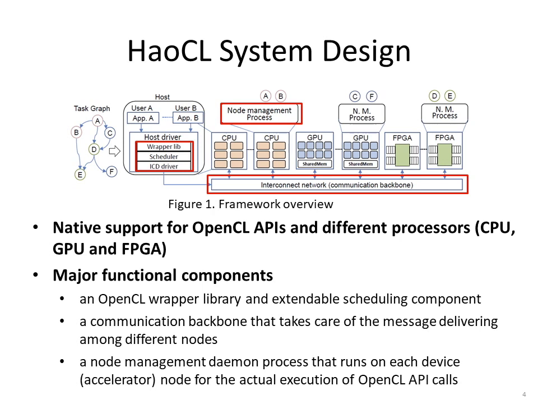Aiming to solve the issues above, we propose HaoCL, which adopts OpenCL and is designed with three major functional components. First of all, it contains an OpenCL wrapper library with an extendable scheduling component. Secondly, a communication backbone that takes care of the message delivering among the different nodes. And a node management process that runs on each device for the actual execution of OpenCL API calls.